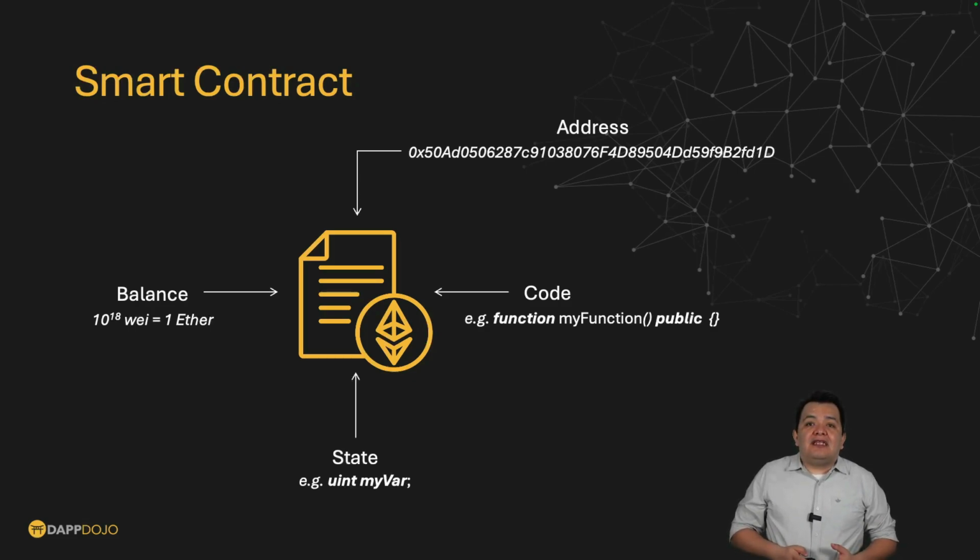In summary, the components of a smart contract, which are balance, address, code, and state, collectively define its identity, behavior, and functionality within the blockchain network. The address serves as a unique identifier for the contract, while the balance represents the amount of cryptocurrency it holds. The code defines the contract's logic and operations, and the state captures its current data and condition. Together, these components enable smart contracts to execute programmable actions, manage digital assets, and facilitate automated interactions on the blockchain.